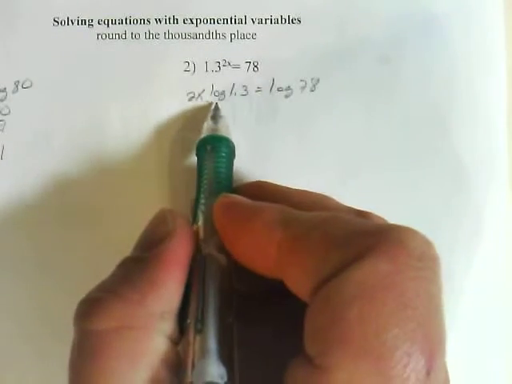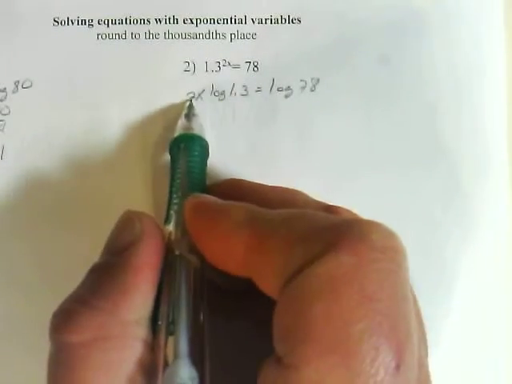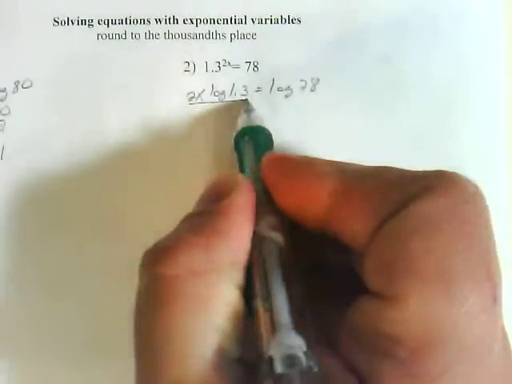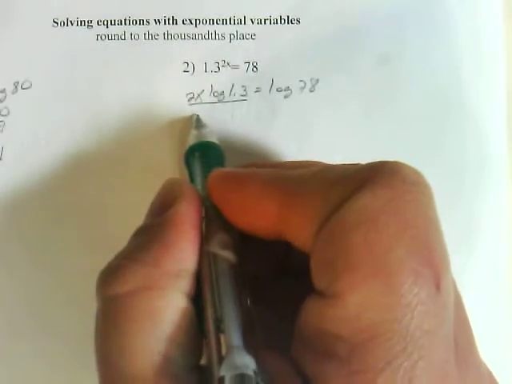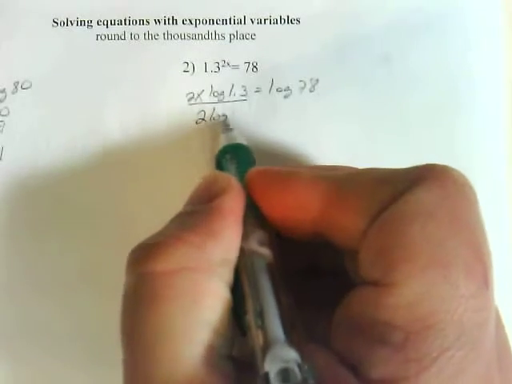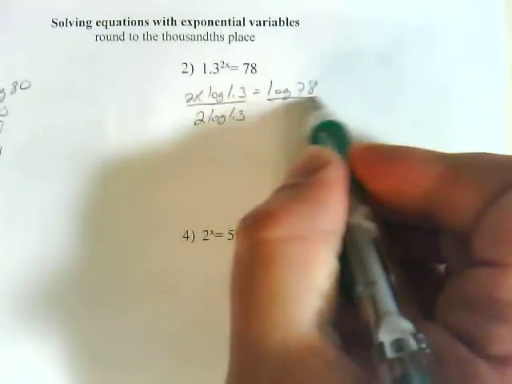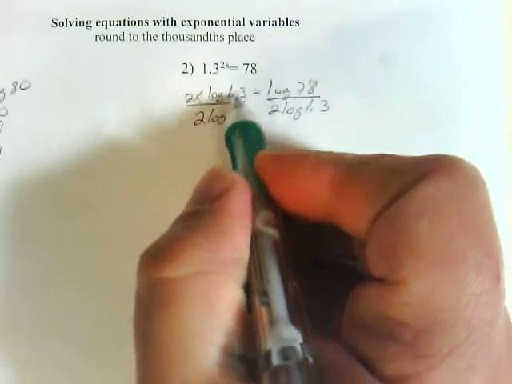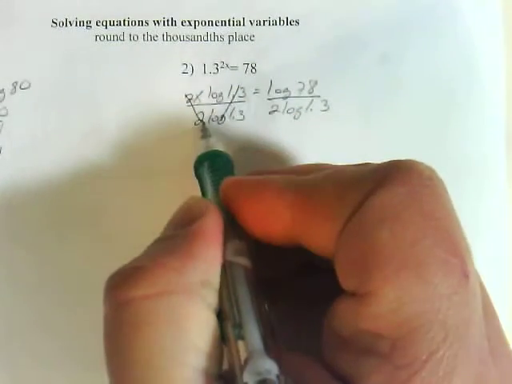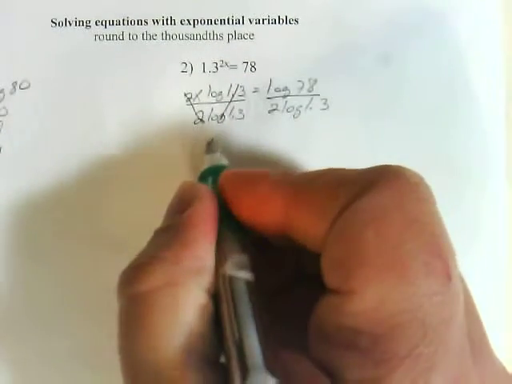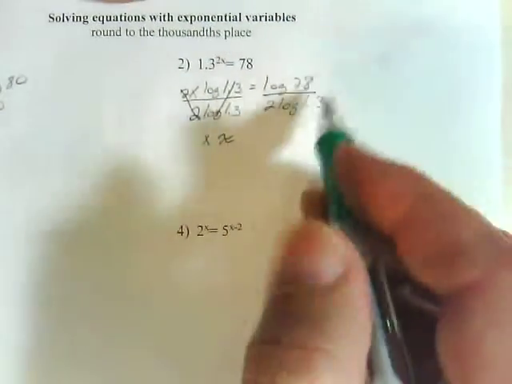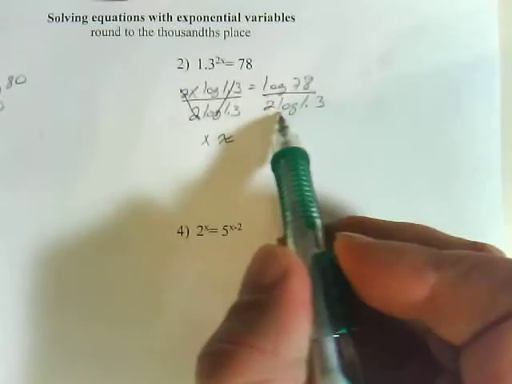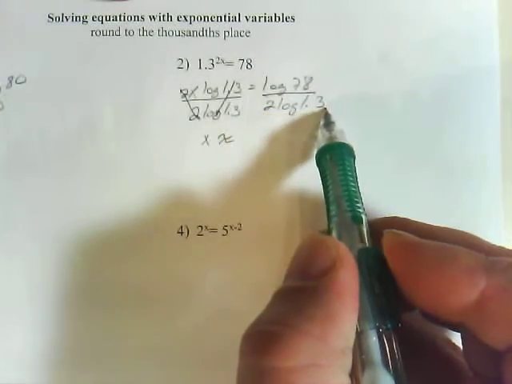I want to get rid of the log of 1.3 and also the 2. So I'm going to divide by all of that I want to get rid of, so 2 log of 1.3 on both sides. And this will cancel out as well as the 2. So x is approximately, now notice, log of 78 divided by 2 log of 1.3.